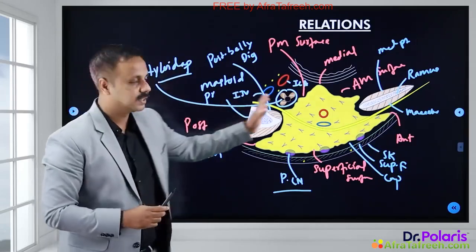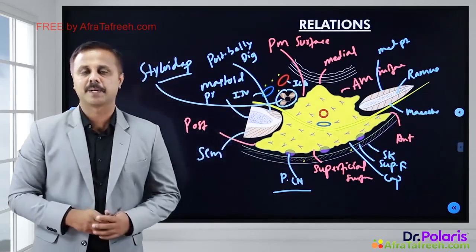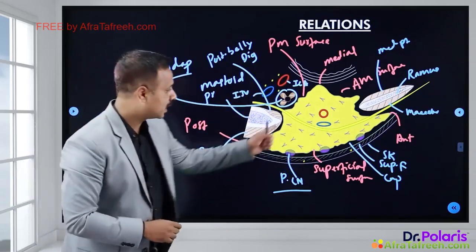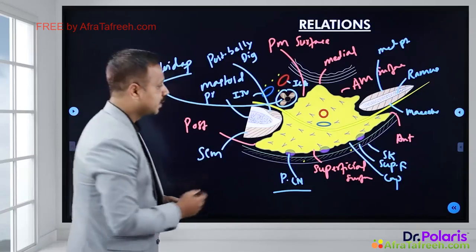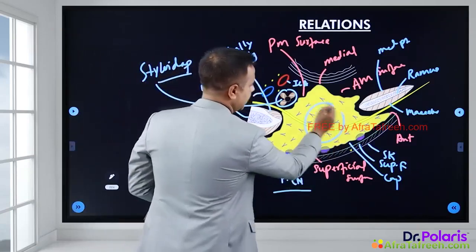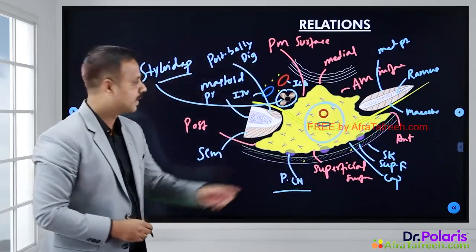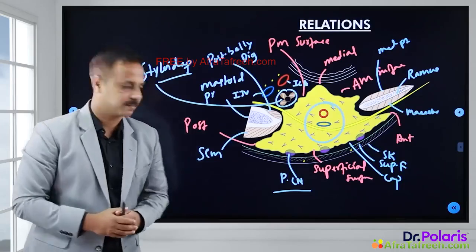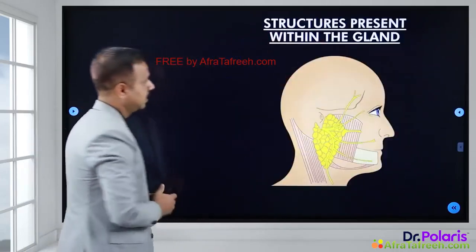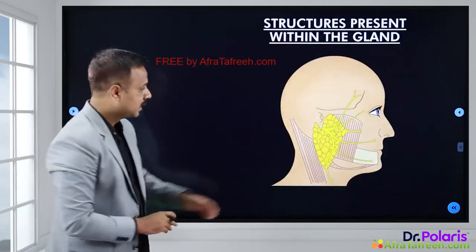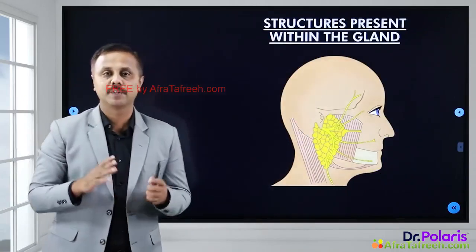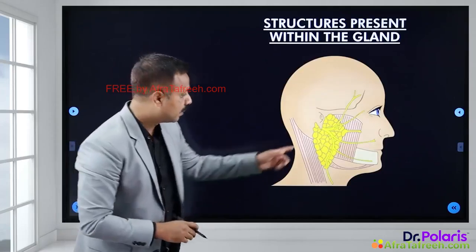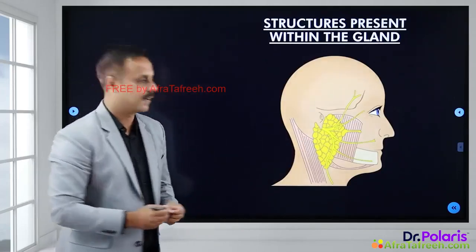This is regarding the external relations of the parotid gland. One more important relation we can observe here is few structures which are present within the parotid gland. We have a nerve, vein, and then artery. We will see what these are. As I said, the parotid gland will have few structures inside it. The most important structure is the facial nerve.